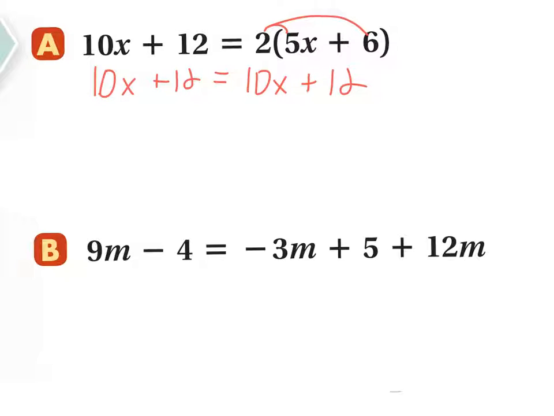They're equivalent. Both sides are equal, right? It's 10x plus 12 on both sides. Now, we could do some more stuff. We can move it around. But I'm going to tell you right now, you could stop right here. But I'm going to go ahead and show you why it works out.